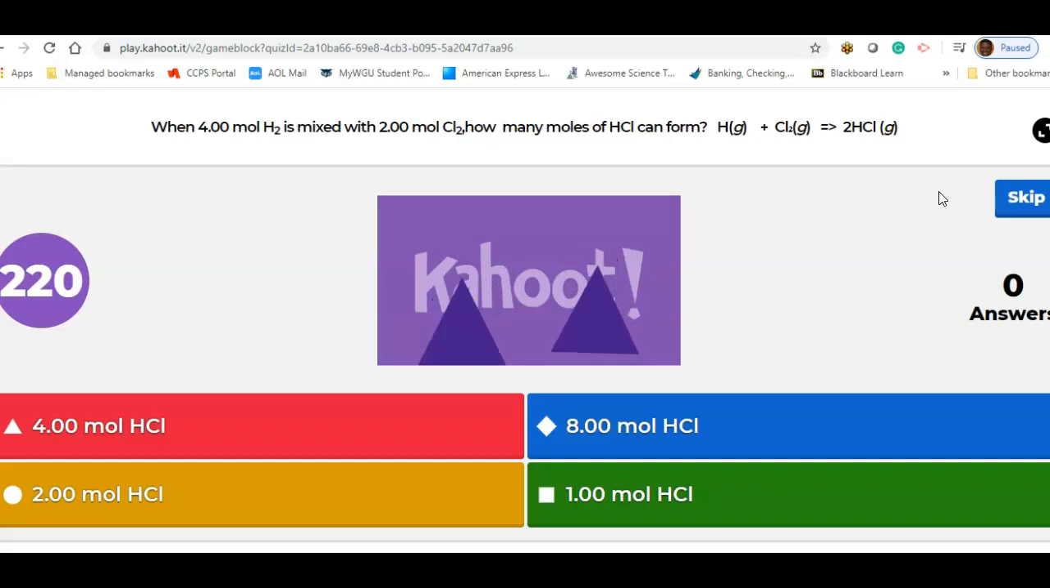This has 2,000 points. It's double points. This is limiting reactant. You take your time.